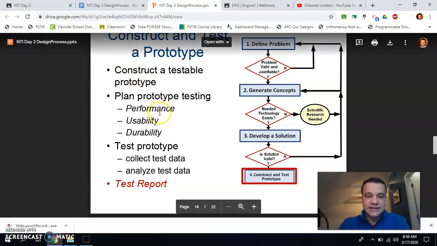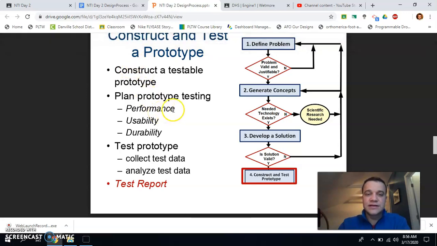And you've got to figure out a way to test it. When you test it, you're going to test its performance. Is it usable? Is this prototype actually going to work? Is it durable? And as you do that, you're going to collect data. And that data, or that information that you get from your test, is part of a report. So you might do a test report.